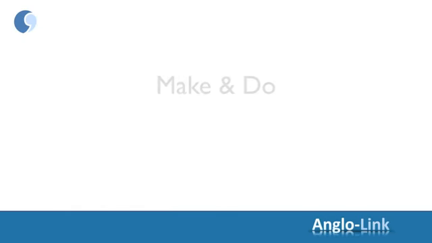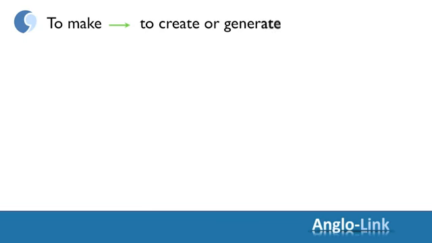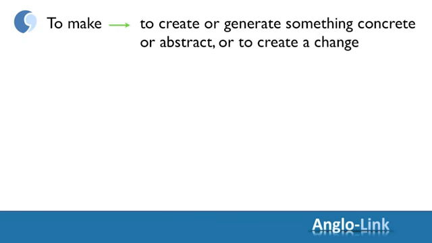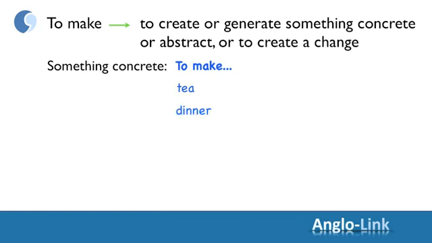Make and do. Let's start with the verb to make, which is to create or generate something concrete or abstract, or to create a change. Let's look at some examples with make and generating something concrete. For example, to make tea, make dinner, make a dress, make a table, make cars, make televisions, etc.